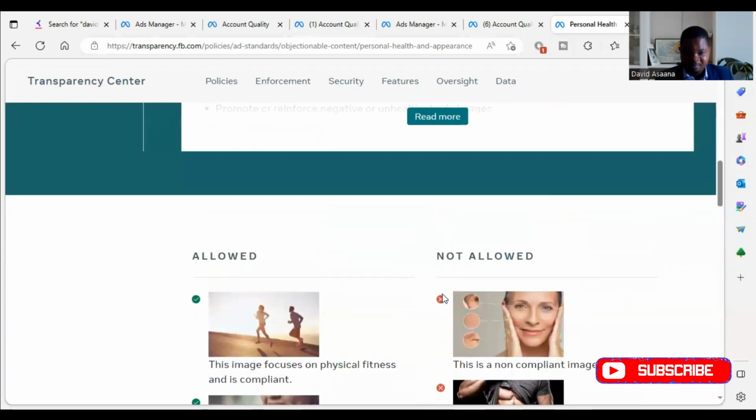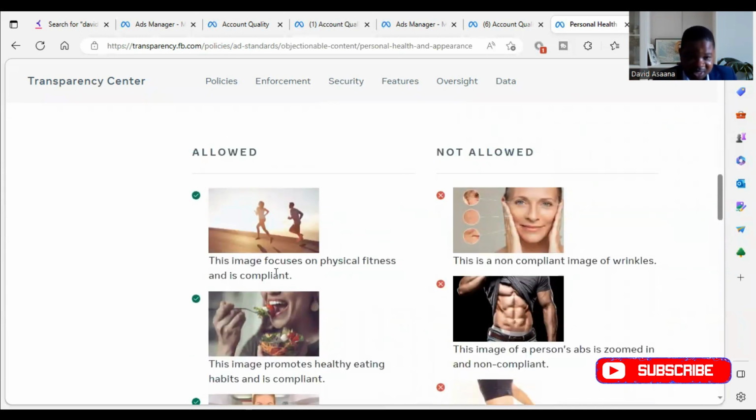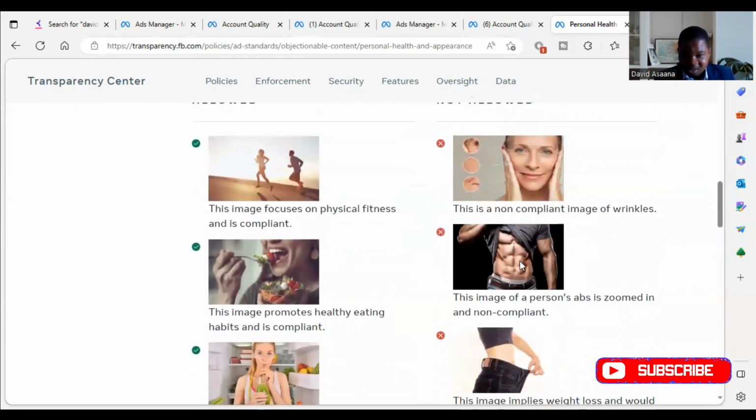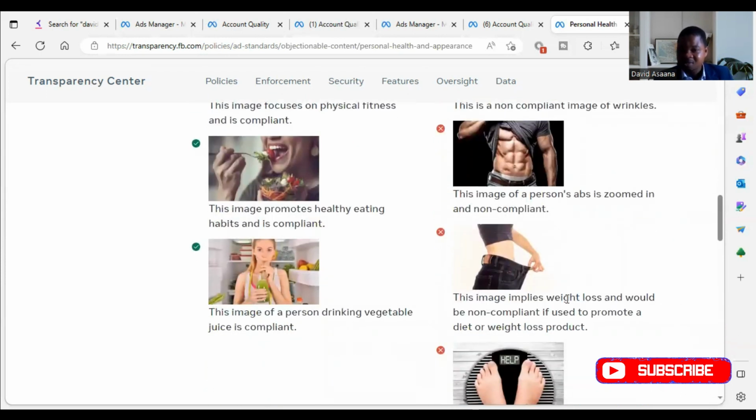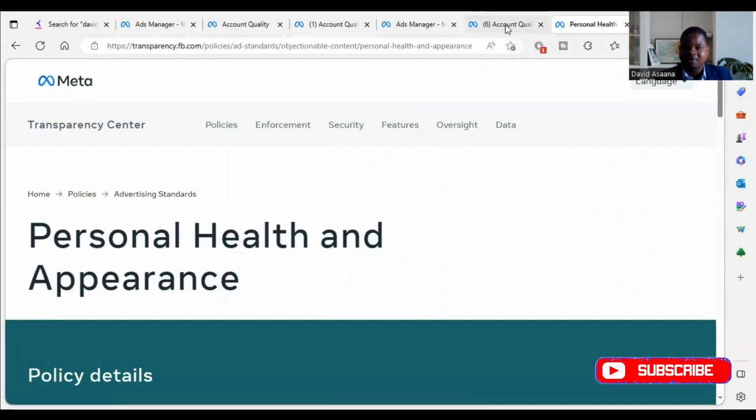Okay, so when you come here, something like what you're seeing here, they are saying that this image focuses on physical fitness and is compliant. But something like the image of a person with abs or six packs is not compliant. You are trying to portray this as a perfect body, and those that don't have it will have some negative self-perception. Or the image implies weight loss and would be non-compliant if used to promote a diet or weight loss product. See, so you have to read all the policies to know what is allowed and what is not allowed.